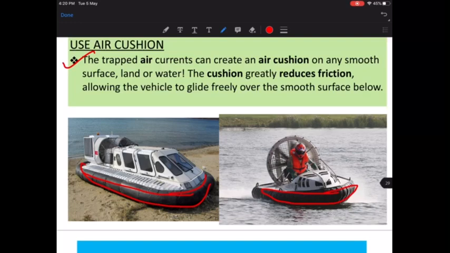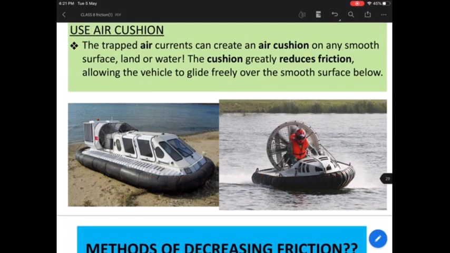So it will reduce your friction. What happens when you wrap something using bubble paper? Bubble paper is also a kind of air friction only, correct? So you can use air cushions. So this is the third point.